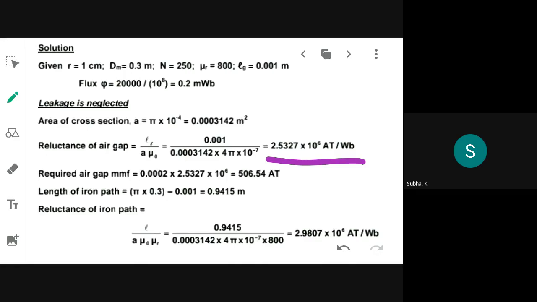2.5327 10 to the power 6 ampere turn per Weber. Yes, ma'am. Okay, then what will be your next step? Next step, I have to find the current. So using what formula can I calculate current? Ni is equal to S phi. Which formula is involving current actually?